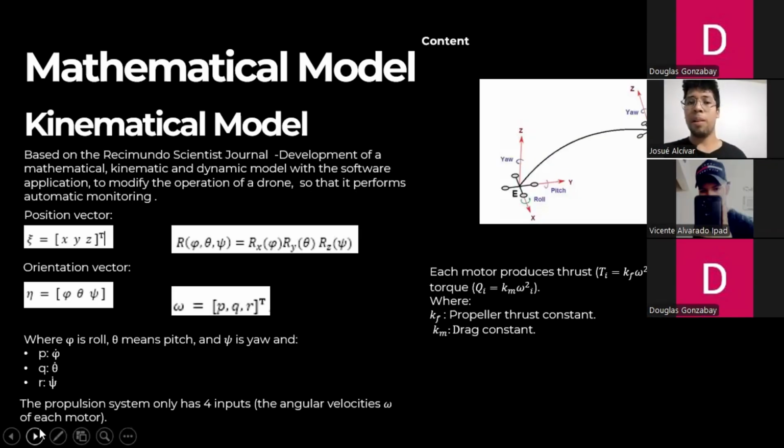So we can use an additional vector with P, Q, and R, defined as the derivative of the roll, pitch, and yaw angles, to obtain the angular velocity vector. Then, because we use four motors for the quadcopter, we will have four different angular velocities, and all of them produce thrust and drag torques, where Kf is the thrust constant and Kn is the drag constant.